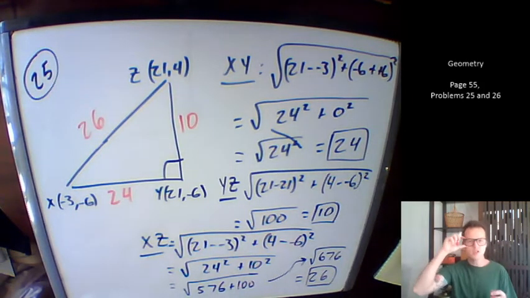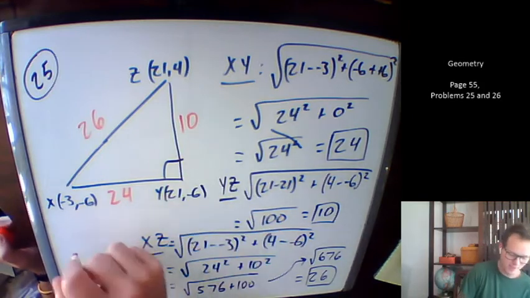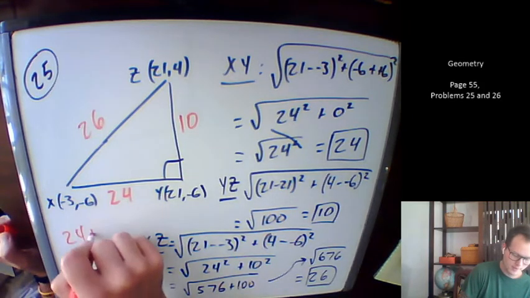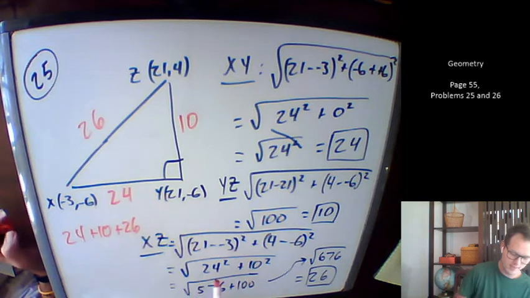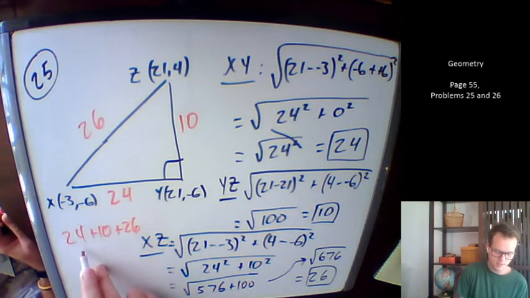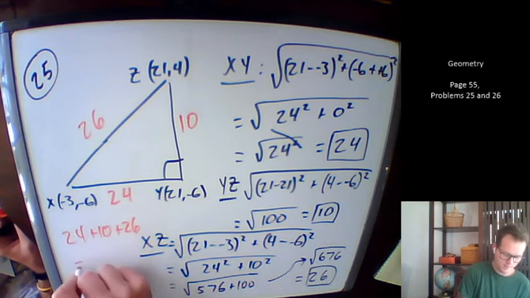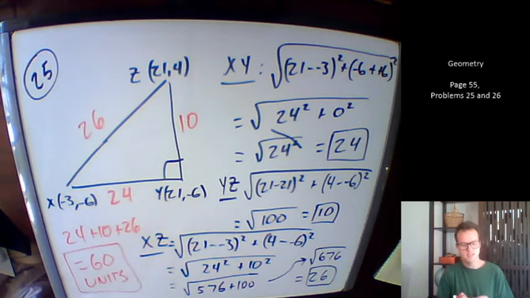Okay, now we are just doing some addition. This is the fun part. So we're going to take our 24 plus 10 plus 26. When we add these together, 20, 40, 50, that's going to be 60, I believe. 60 units. There it is. So this is the answer to number 25 on page 55.